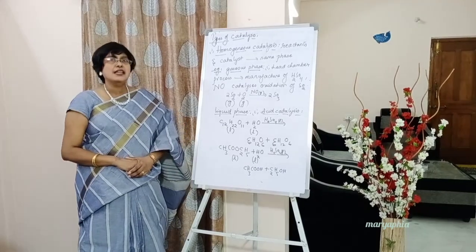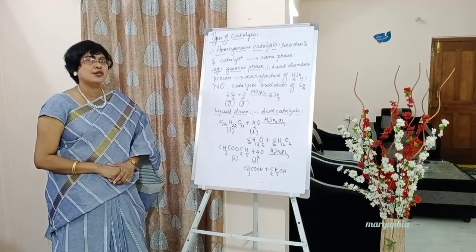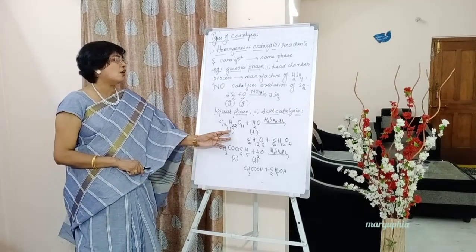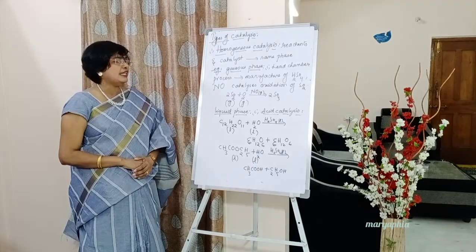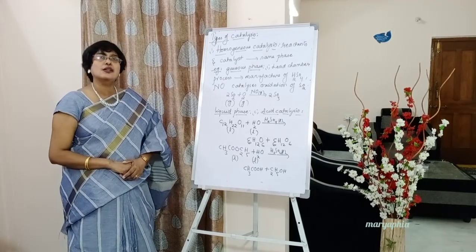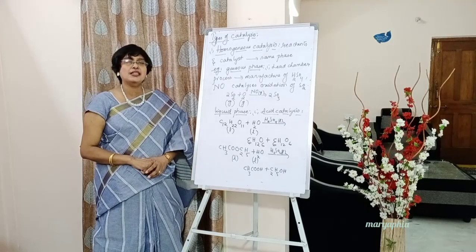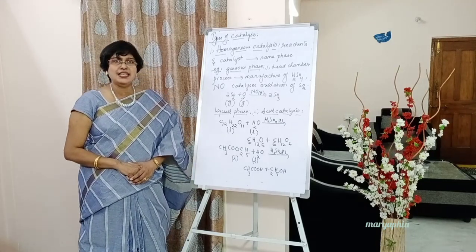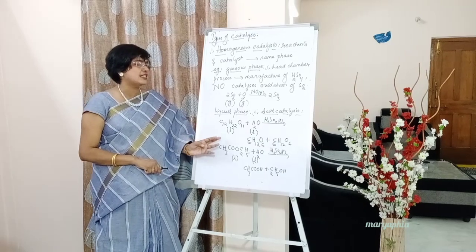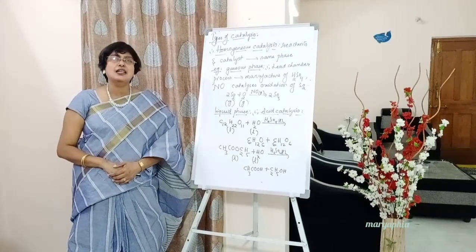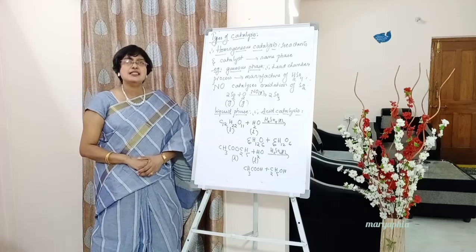C12H22O11 plus H2O in the presence of an acid. So all these are liquids. Cane sugar solution is liquid, water is liquid, and sulfuric acid is also liquid. Therefore, this comes under homogeneous catalysis. In this reaction, the products formed are glucose and fructose.